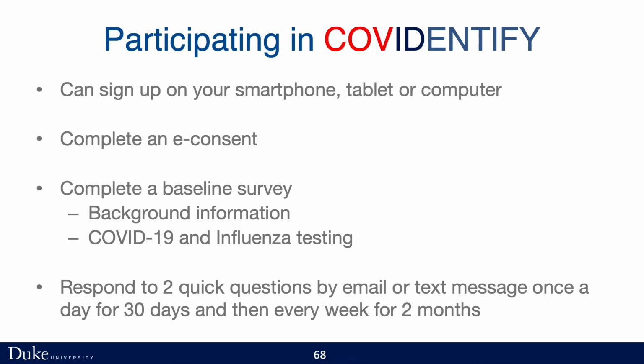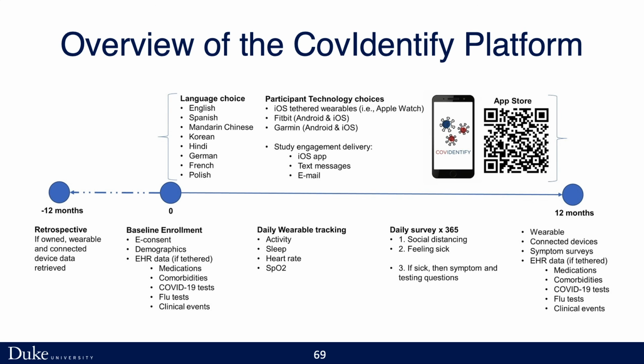And initially, the study was designed to be every day for 30 days and then every week for 2 months. But as the pandemic continued, we actually found that we needed daily information because there was so much change happening so fast. So an overview of the platform, and I think that this was one of the biggest challenges in actually launching this study, was trying to build this platform as we were getting the study up and running.